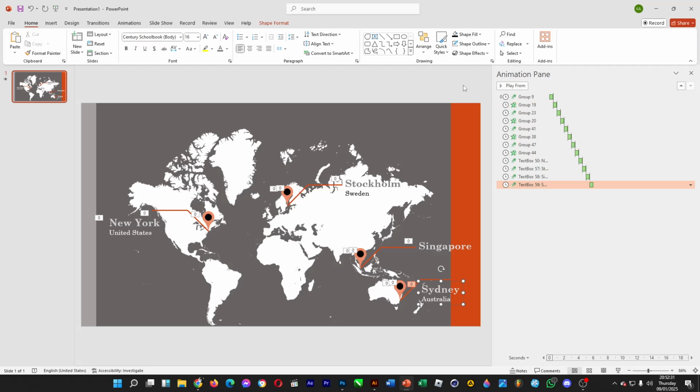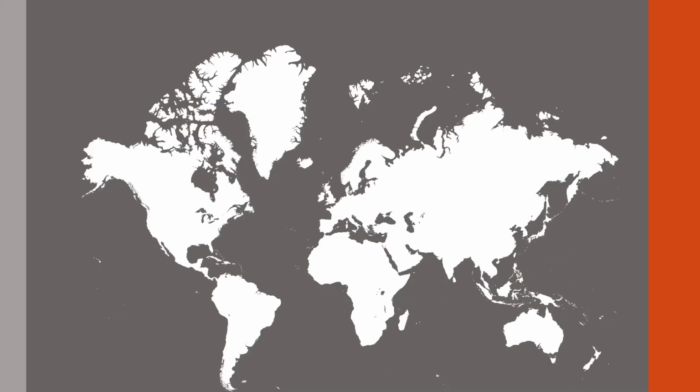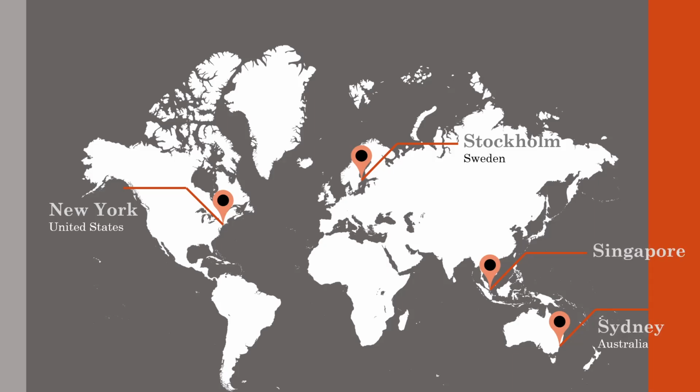Just like this. And then if we play the animation by hitting F5, the pins will appear, and then the city names will appear just like this. That's how you can do the animation for map location in Microsoft PowerPoint, so that you can do things with each location. You can describe anything about the location that you pinned.